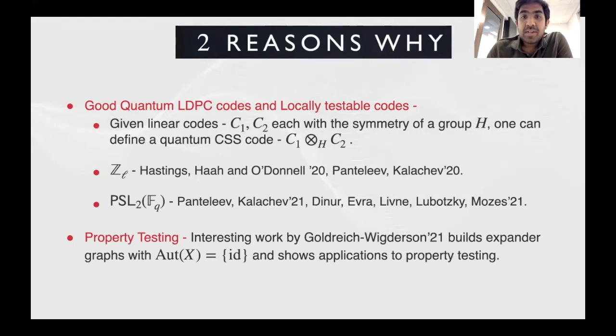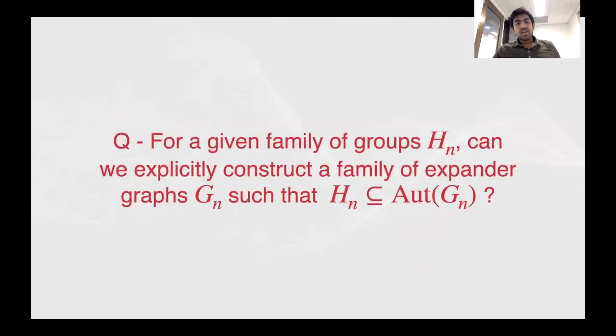Another application that I found really interesting was a recent paper by Goldreich and Vorobyov, which builds expander graphs such that the automorphism group is trivial. And then they use it to show certain lower bounds in property testing. So the key takeaway here is that it's nice to have expansion, but it's even better to have control over its symmetries, right?